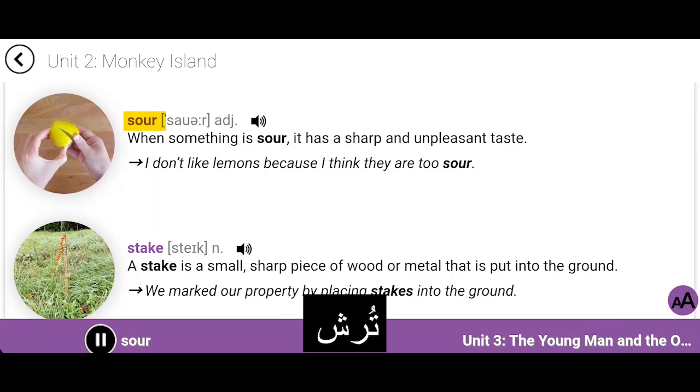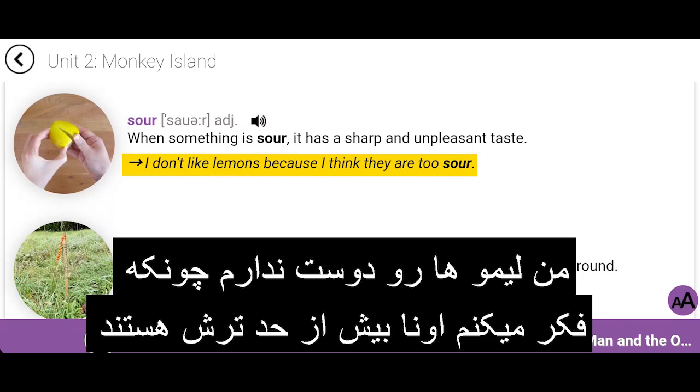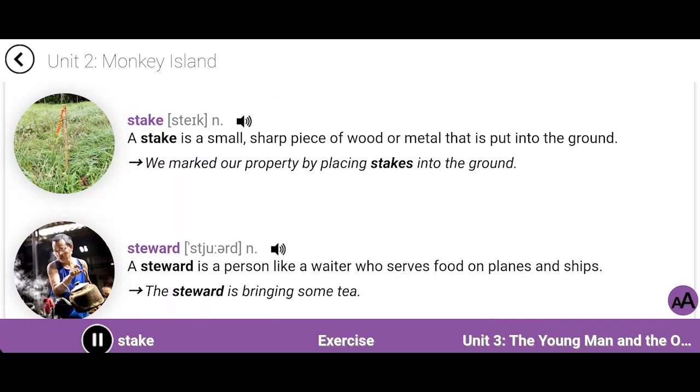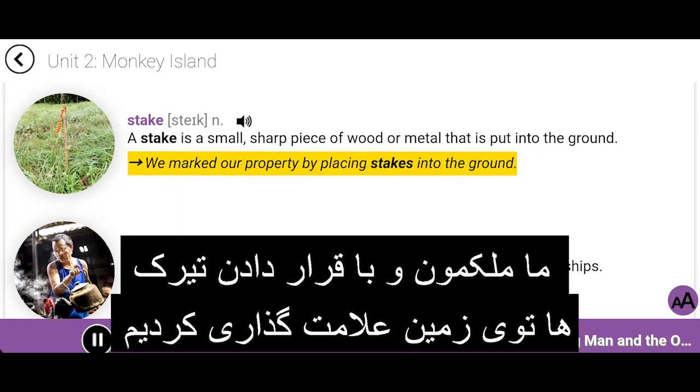Sour. When something is sour, it has a sharp and unpleasant taste. I don't like lemons because I think they are too sour. Stake. A stake is a small, sharp piece of wood or metal that is put into the ground. We marked our property by placing stakes into the ground.